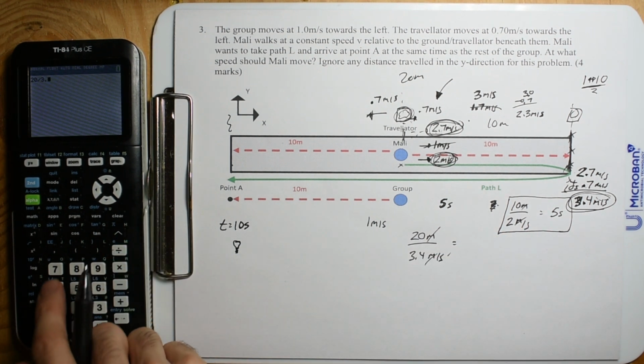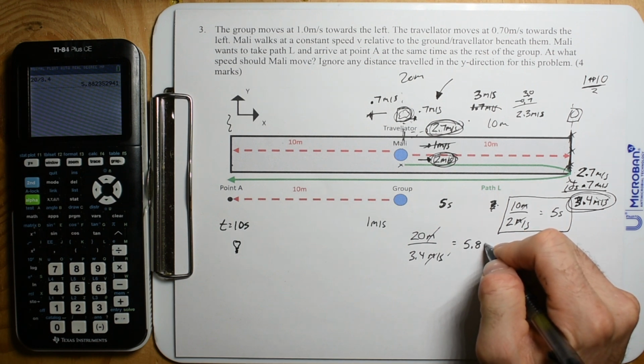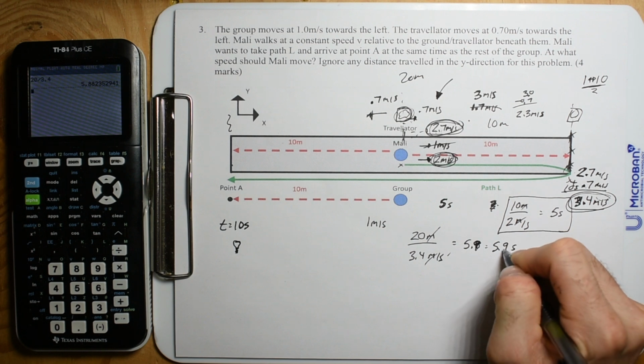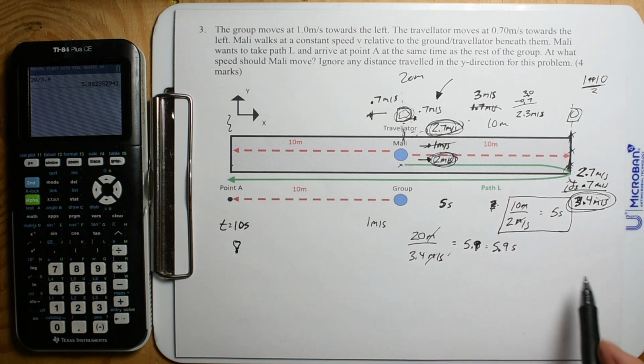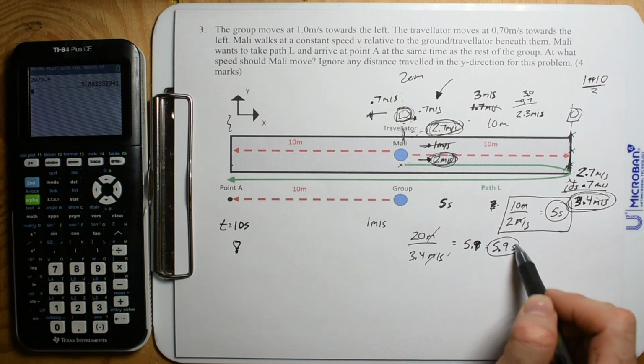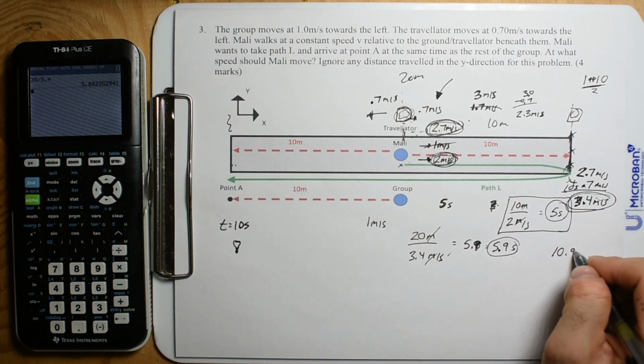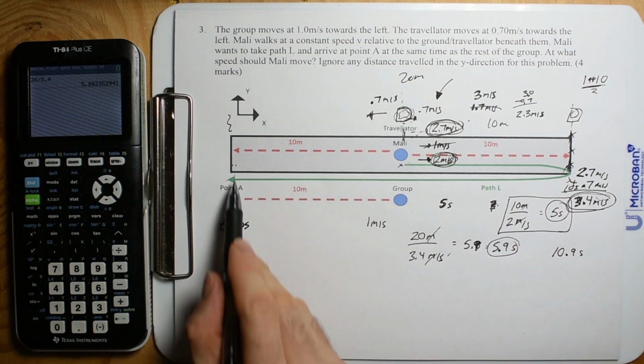I'm going to pull out my calculator. And we have a time of basically 5.9 seconds. Cool, so let's go back to how long it took to get to here. It took 5 seconds. And it took 5.9 seconds to get to there. So it's a total time of 10.9 seconds. The group got here at 10 seconds.